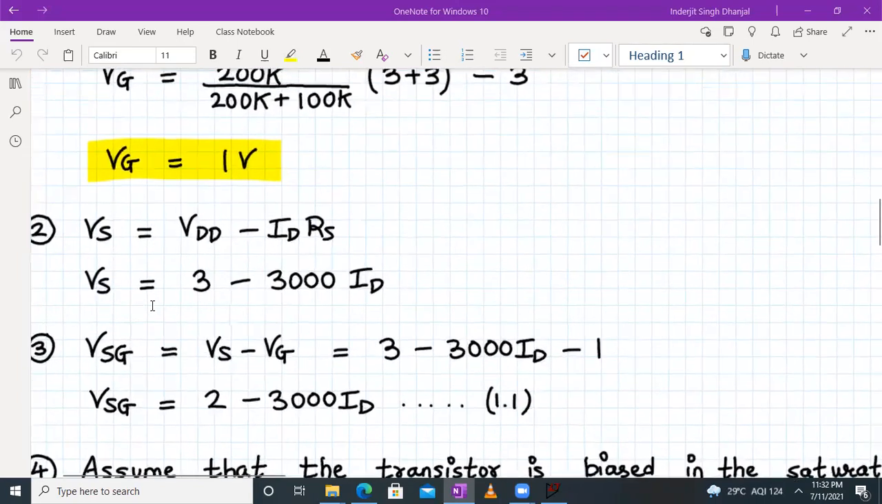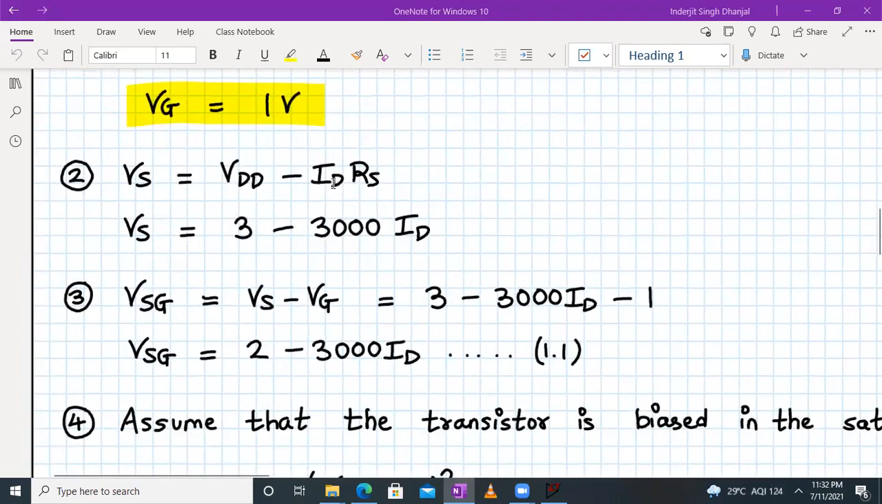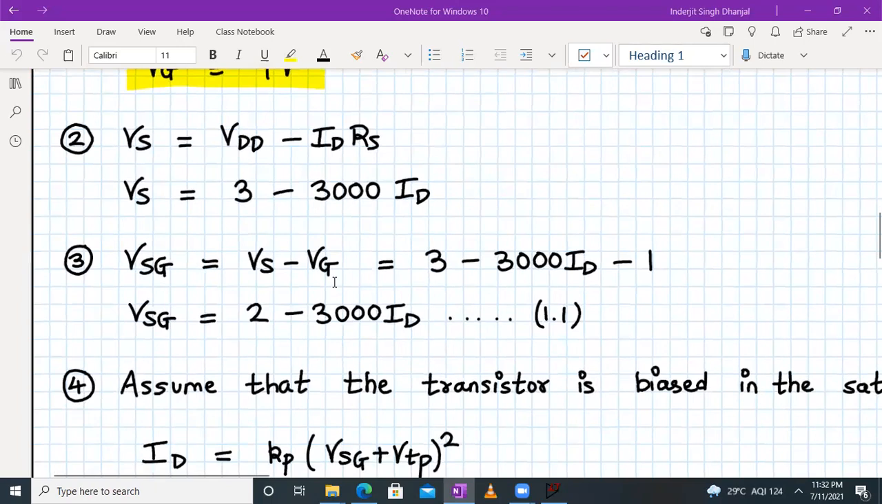VDD is 3 volt, RS is around 3K. So Vs will be 3 minus 3000 ID. And VSG will be given by Vs minus VG. So Vs is 3 minus 3000 ID and VG is 1 volt. So VSG will be 2 minus 3000 into ID. Now this becomes our equation number 1.1.